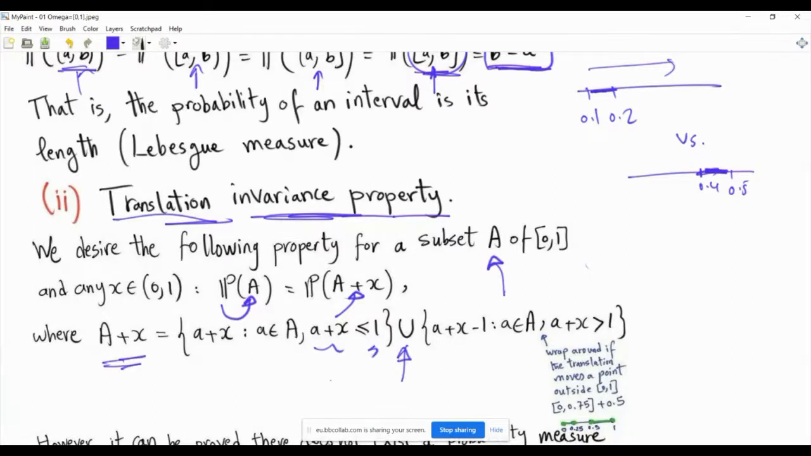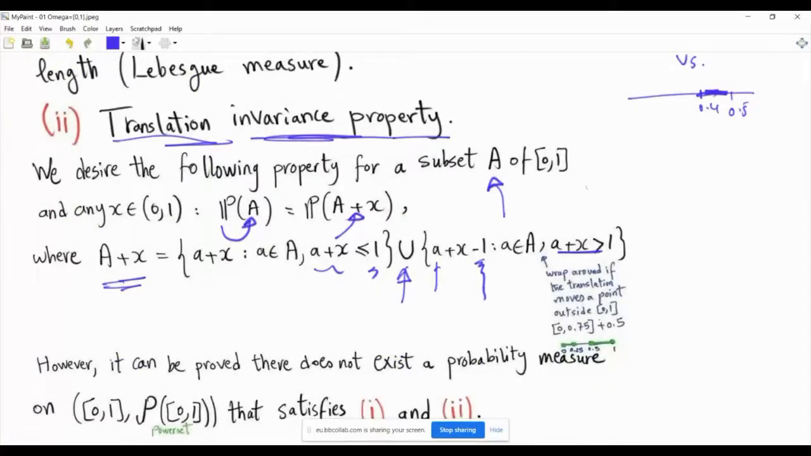If A plus X is less than 1, we are good. Basically, we are still in the interval. But if there is an A in big A such that A plus X is greater than 1, then we basically move it. So this is outside the closed interval 0 to 1. We will subtract 1. So we do wrapping, sort of wrapping.